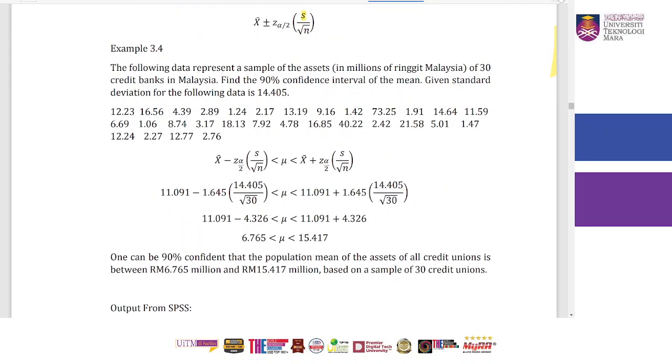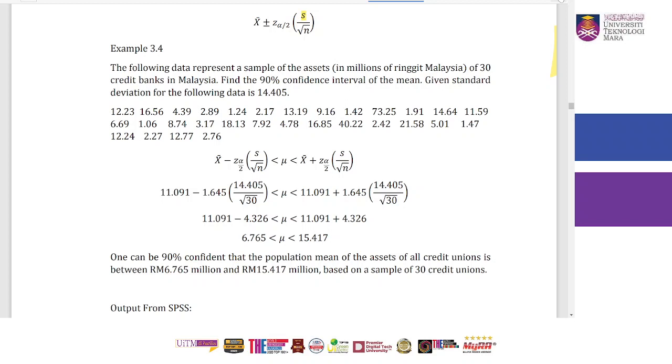Okay, so as in example 3.4, it says here, the following data represent a sample of the assets in million of ringgit of 30 credit banks in Malaysia. Find the 90% confidence interval of the mean. Given the standard deviation for the following data is 14.405. Okay, dia bagi dia punya standard deviation.